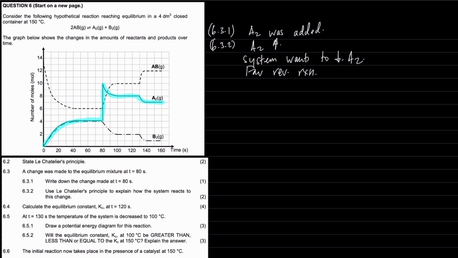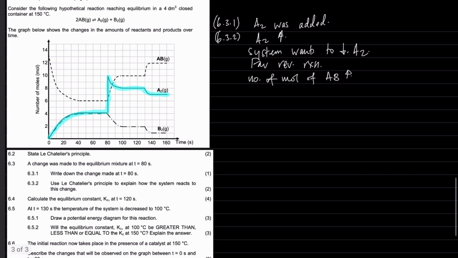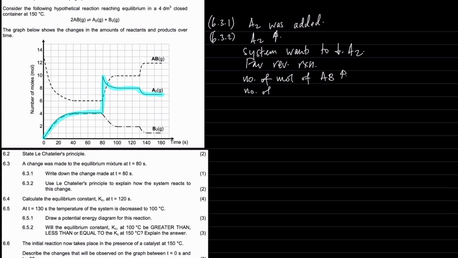Now, if the reverse reaction is favored, it means that the amount, or we can say rather the number of moles of AB will increase and the number of moles of B2 will decrease.